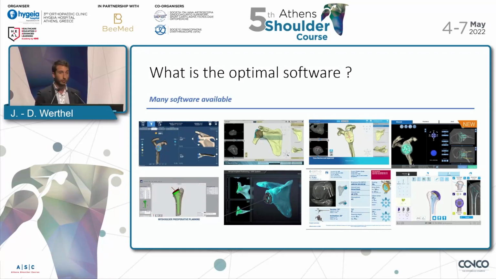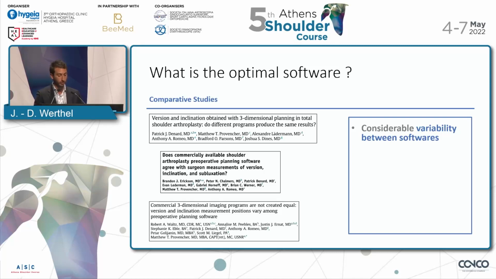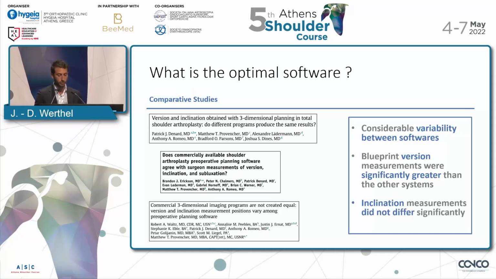So as you can see, every company has their own little software now, and there are a few comparative studies in the literature right now, so it's very easy actually to answer these questions because 3 studies have looked at this. And when we look at these 3 studies, we see that there is considerable variability between softwares, that Blueprint has a version that significantly overestimates version. But then what is the truth? Does Blueprint overestimate or do the others underestimate? We don't really know. And then inclination does not really differ between software.